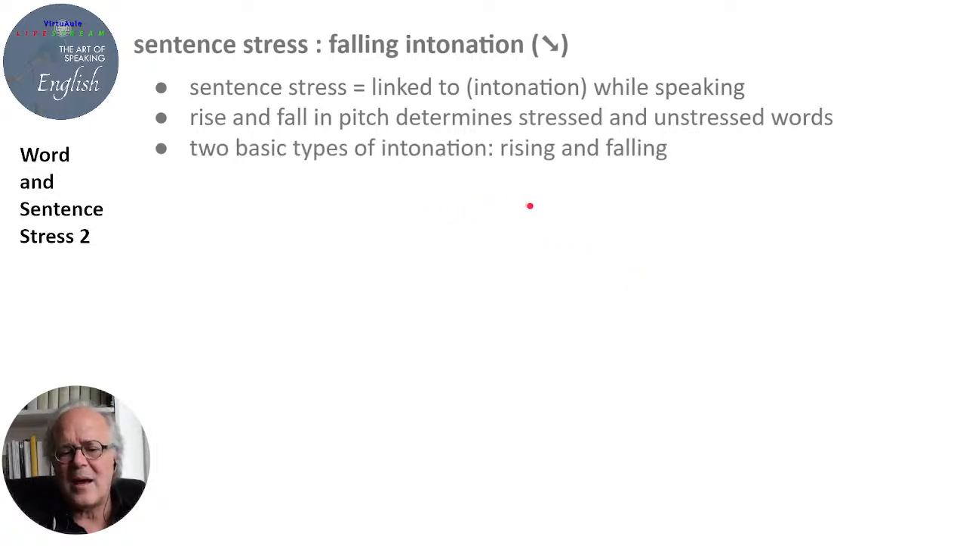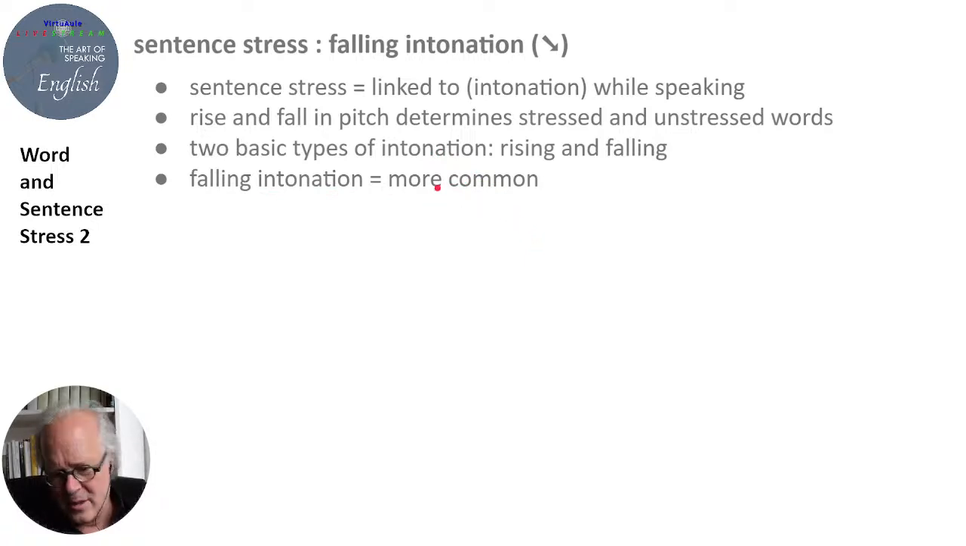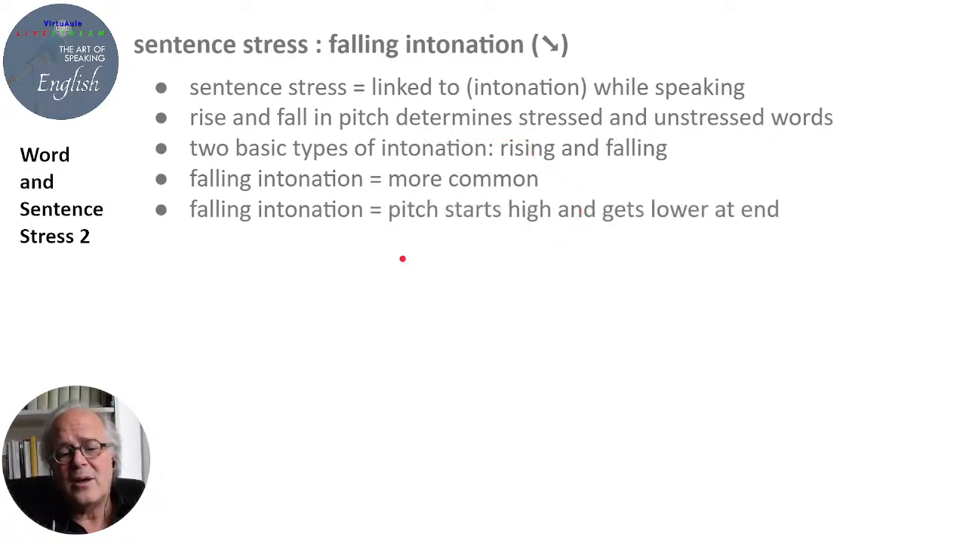There are two basic types of intonation. There's the rising and the falling. And the falling intonation is much more common. You see, I'm falling at the end. Linked to the intonation while speaking. And some people are a little bit boring in the way that they speak like this because it's always falling. The falling intonation, the pitch starts high and then it gets low at the end. So whatever is stressed gets a higher pitch.